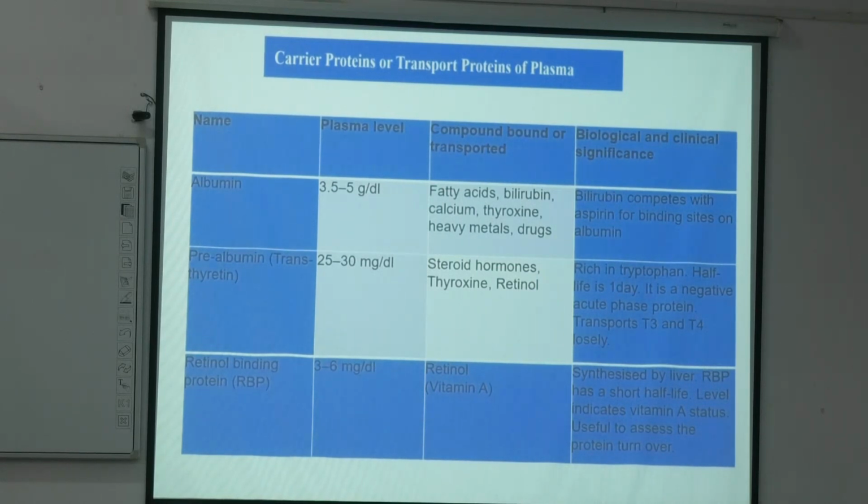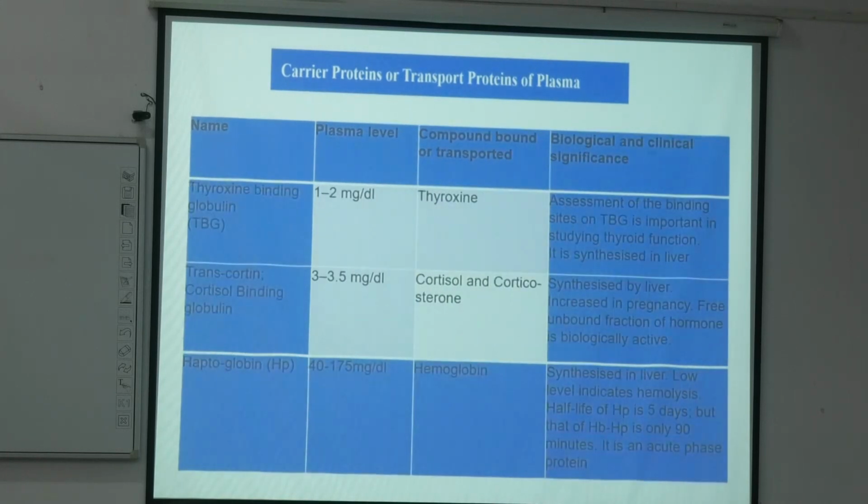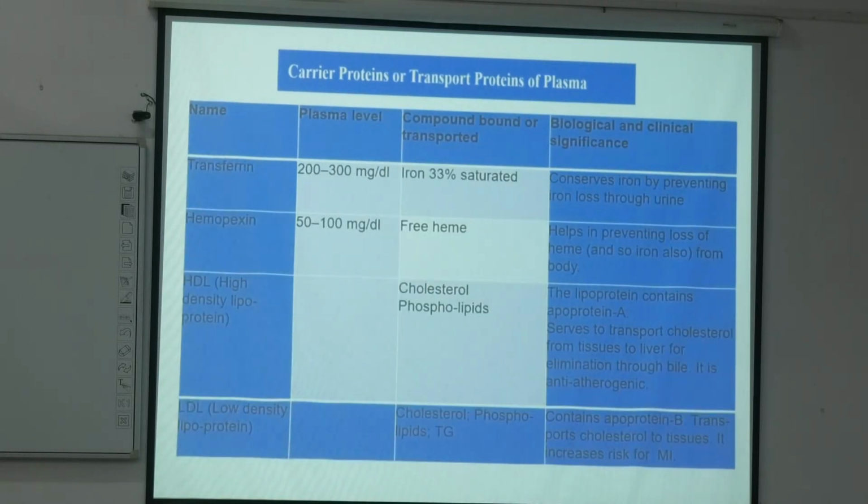And the most important thing is that most of the drugs are transported through albumin, and there will be competition between the drug and the endogenous substances for the limited number of binding sites on the albumin, and it will displace. So there will be some problem in interpretation in disease conditions. If a drug is administered, there will be false elevation of some free hormones or other substances which are carried by the albumin. So this transport protein you just read, I am not covering.